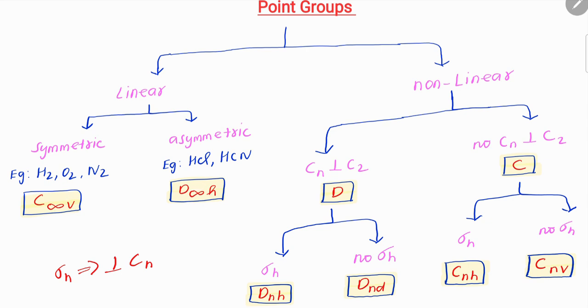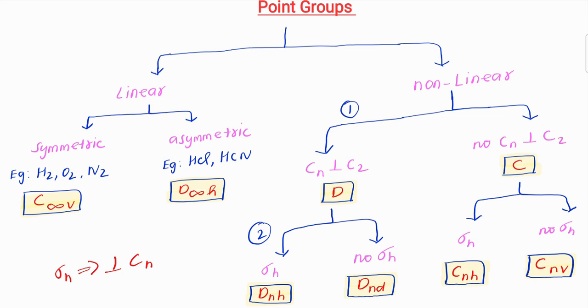If non-linear, mostly all point groups come under these 4 types. That is DnH, DnD, CnH and CnV. And just identify whether the molecule possesses a Cn axis which is perpendicular to C2, and sigma H. These are the only 2 steps needed to find a point group. Okay, first step is this one and second step is this one. 2 steps are enough to find the point group of the molecule.